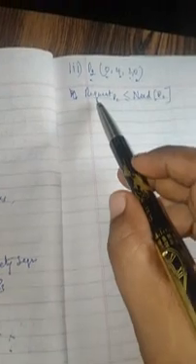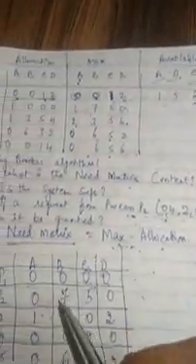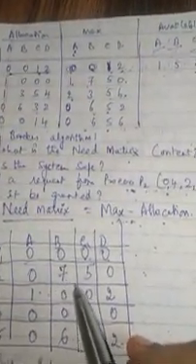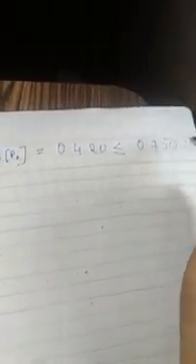So for that purpose you have to use the resource request algorithm. According to that, the first step is to check whether the request is less than the need of P2. Here i is nothing but P2. So what is the request of P2? That is 0420. Is it less than the need of P2? Checking the need matrix, that is 0750. It is true. So we are going to the next step.